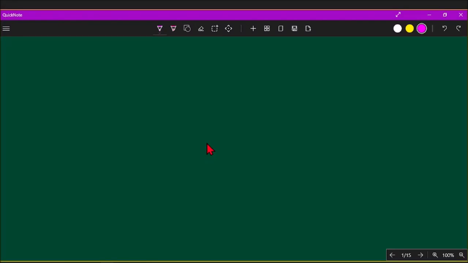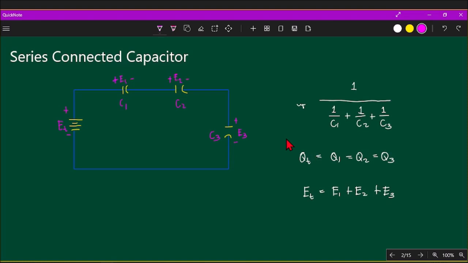Okay, so in this video, we'll be talking about capacitors in series and capacitors in parallel, including the charge division theorem and the voltage division theorem for capacitors. Okay, so let's first have the capacitors which are connected in series. So we have here our diagram. We have three capacitors connected in series, C1, C2, and C3.